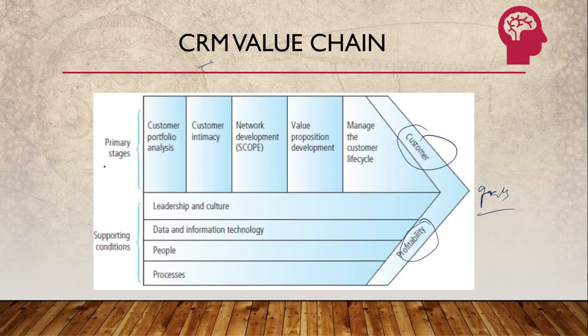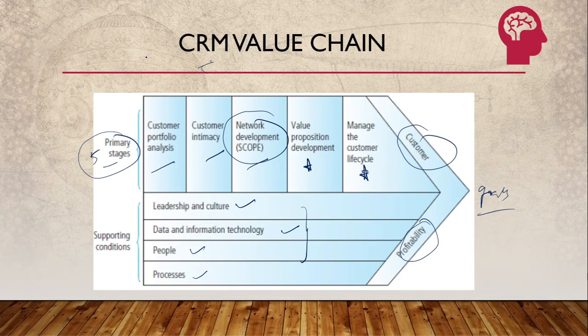So the 5 primary stages are as shown, starting with the customer portfolio analysis, then intimacy, then how you develop the network, then the value proposition development, and then managing the customer life cycle. The supporting stages are the leadership and culture, data and information, people, and the processes. So this is what the CRM value chain discusses. Here the key term is value. The value proposition development focuses on the customer value. These you will know in our future lectures.